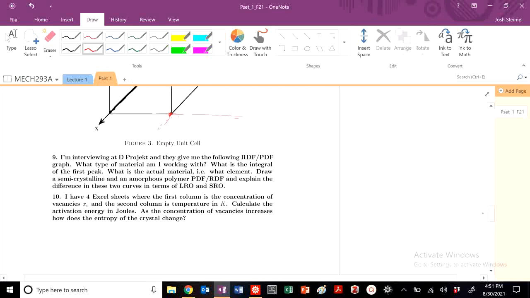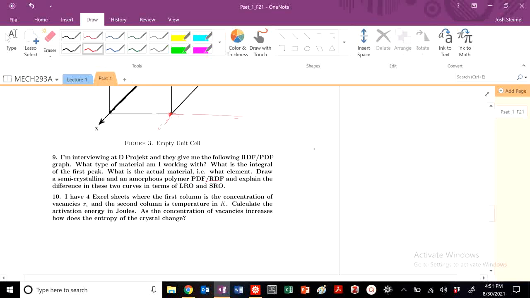Now, I'm interviewing at D Project, actually Project D, and they give me the following RDF PDF graph. What type of material am I working with? What is the integral of the first peak? What is the actual material? What element? Draw semicrystalline, amorphous, polymer PDF RDF.